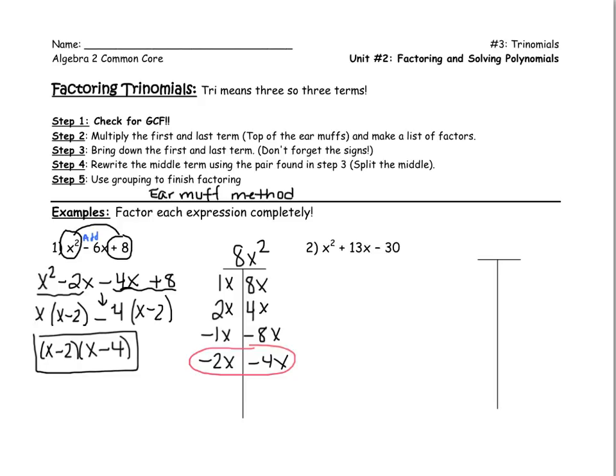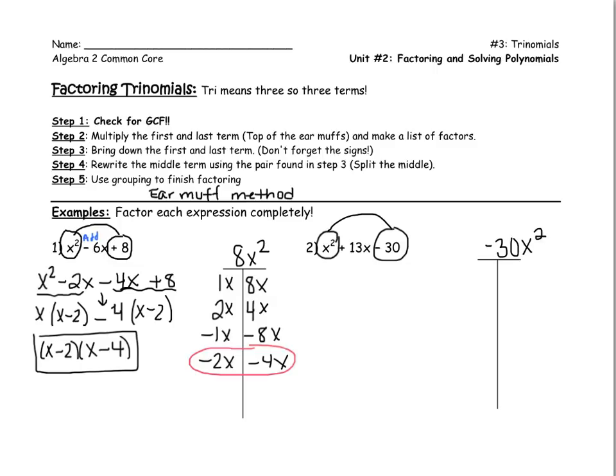So, okay, first things first, we're going to check for a greatest common factor. Is there a number or letter that I could divide all 3 of these by? The answer is no. So unfortunately there's no GCF. So what we're going to do is circle the first term and the last term, again making sure that we're grabbing this sign, and we're going to multiply them. And when we multiply them, we get negative 30x squared.